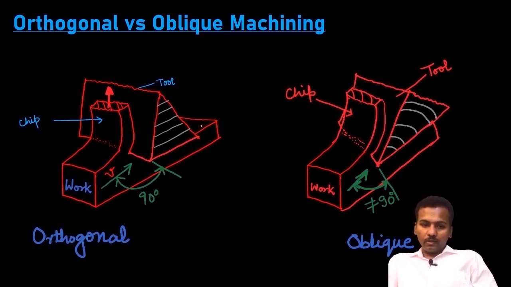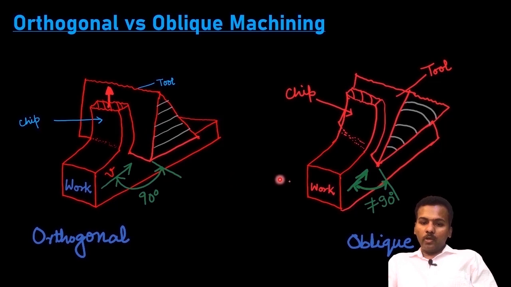This is your finished surface. The workpiece is finished here by the machining process, and the chip is formed here. You can see that the chip is flowing in contact with this surface of the tool. This surface is known as the rake surface. The inclination of this rake surface with the normal to the finished surface is known as the rake angle.